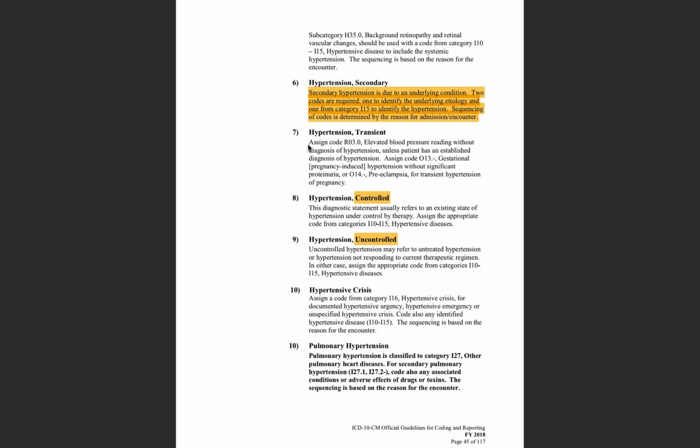Hypertension should be specified as controlled or uncontrolled. Number 8, hypertension controlled. This diagnostic statement usually refers to an existing state of hypertension under control by therapy. Assign the appropriate code from categories I10 through I15. Uncontrolled hypertension may refer to untreated hypertension or hypertension not responding to therapy. In either case, assign the appropriate code from categories I10 through I15.